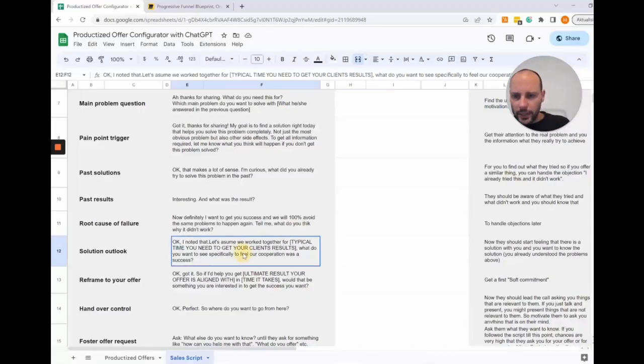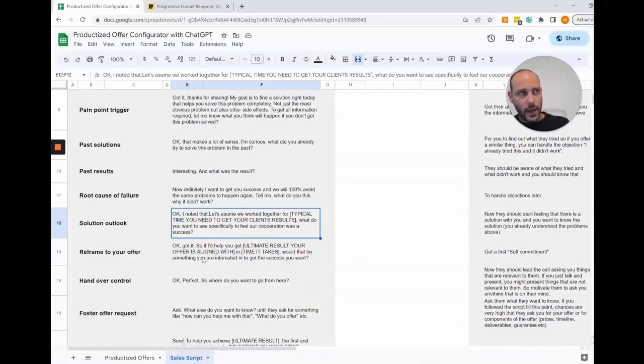Okay, so then you start with the solution outlook. We went from where they are, put them up on the pyramid of the problem side, got to the root cause, and now we are looking at the other side, the solution side. So you start with the solution outlook, which goes like, okay, thanks, I noted that. Now let's assume we work together for a month or two, the duration of service delivery for your first offer. What do you want to see specifically to feel our cooperation was a success?